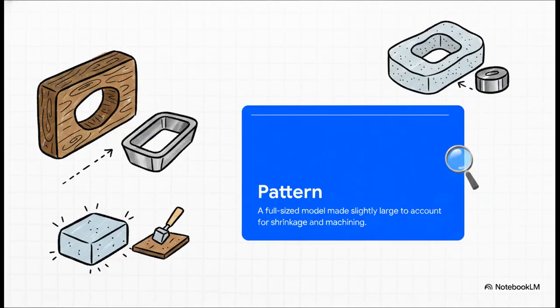Okay, let's dive into this. To understand why the mold isn't a perfect copy, we really have to look at the unsung hero of the manufacturing floor, the pattern. A pattern is a full-sized model of the part. But here's the twist. It's actually made slightly larger than the final product. Why? Well, because the pattern maker literally has to anticipate the future. They have to account for the fact that metal shrinks when it cools down, and that the surface is going to need to be smoothed out later on. So the pattern is actually an intentional distortion of the final goal.